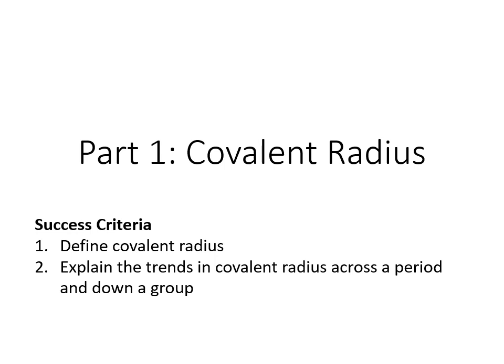So the first part, we're going to break this lesson into 3 parts. The first part, we're going to cover covalent radius. And I want you guys to be able to do the following. I want you to be able to define covalent radius. I want you to explain the trends in covalent radius going across a period and also down a group. So let's go on with defining covalent radius.